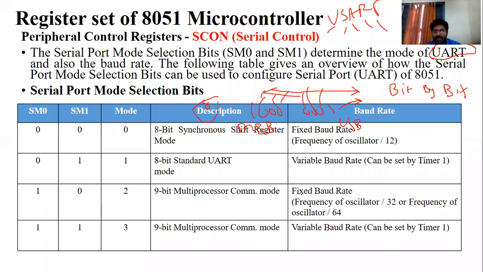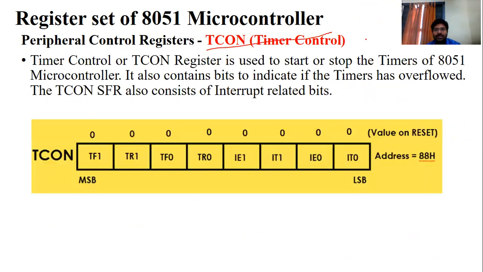See this. These are also fixed with the baud rate. The baud rate depends upon the frequency of that oscillator, so you can control the oscillator speed also. Then the next type of device is the timer control register. This is also an 8-bit register.